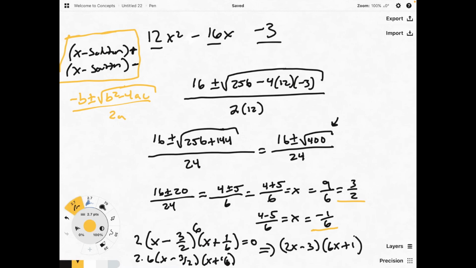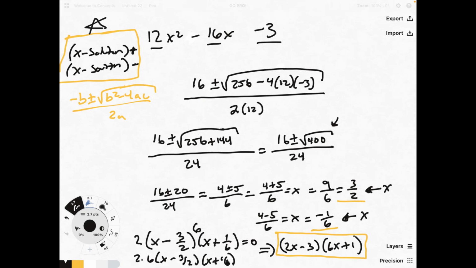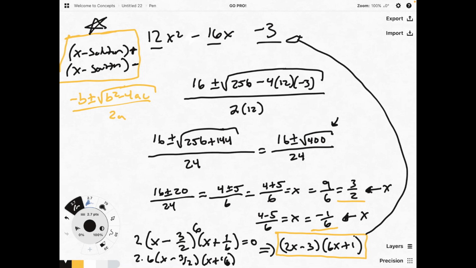And this is our final answer. This is the solution for the values of x. However, if we want to turn them into factors, we need to follow what we have up here. You take x minus the solution on both solutions when you add and when you subtract. And then what you want to do is remove the fraction. And now you are left with the actual factors of this equation.